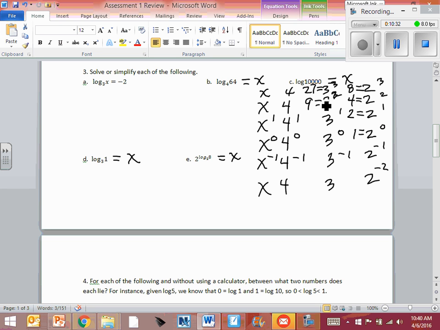But again, notice, when you're going downhill, to get to the next lower number, you just divide by whatever the base was. Oh, it was a 3? 27 divided by 3 is a 9. 9 divided by 3 is going to be a 3.